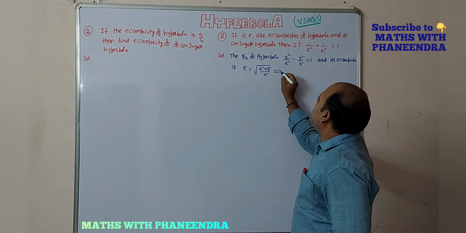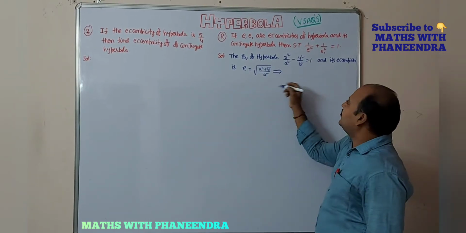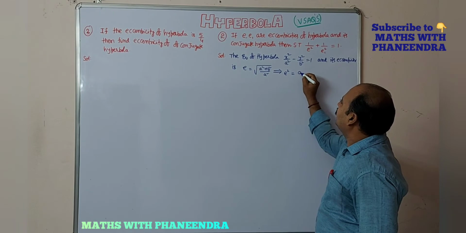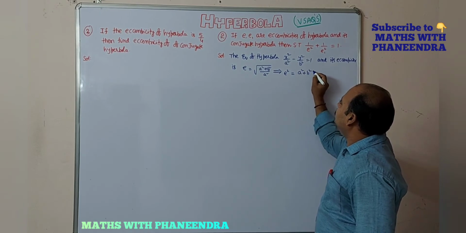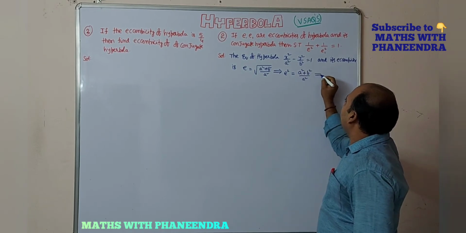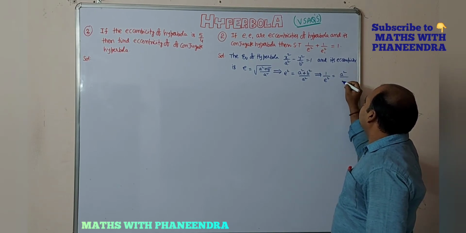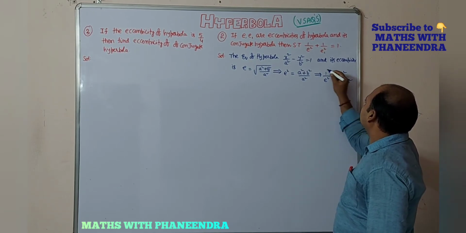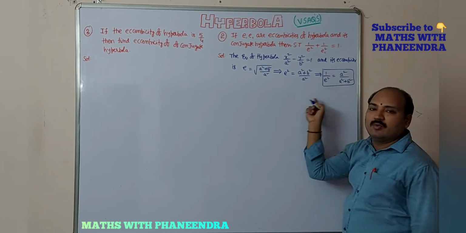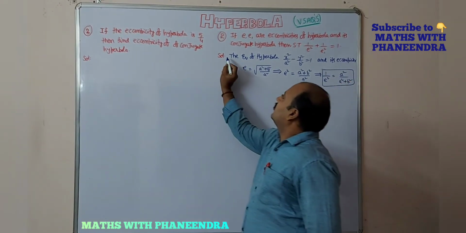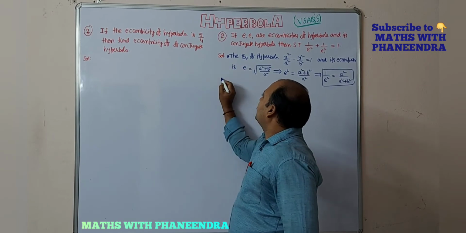From this, I want to write 1 by e square. So write the E square value: E square is equal to a square plus b square by a square, and write the reciprocal also. 1 by e square is equal to a square by a square plus b square. Put it in a box. This result we will use in the next step. First step is over.